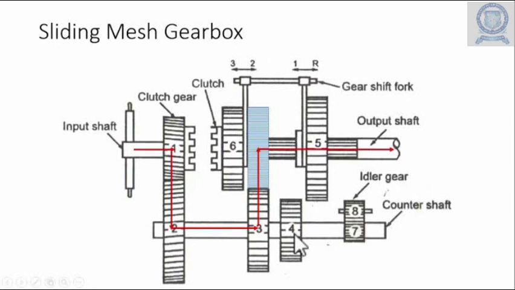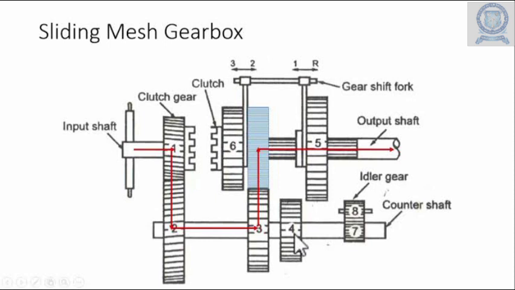So in the first slide, we are going to see the basic type of gearbox, which is called the sliding mesh gearbox. The layout is given here. There is input shaft, clutch gear, then a gear shift fork, output shaft, counter shaft, idler gear. The idler gear is basically used for the reverse gear mechanism. So actually that gear shift fork will move the gear, slide the gears over the output shaft.